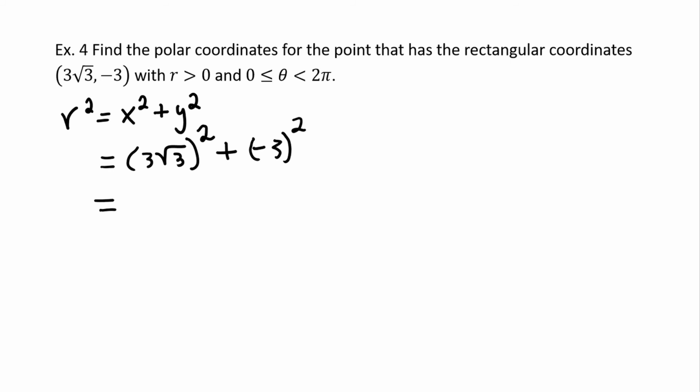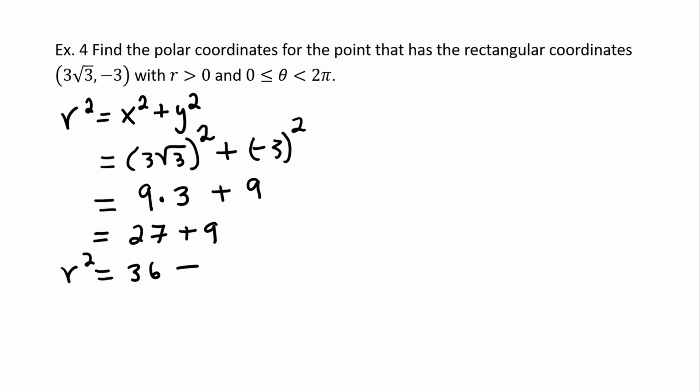So 3 times 3 is 9. The square root of 3 squared is 3. So I'll have 9 times 3 plus -3 times -3 is 9. Oh, nice. So we're going to have 27 plus 9, which is 36. So this tells us that r is equal to plus or minus 6. However, the instructions say find it for positive, so we'll use r equals 6.